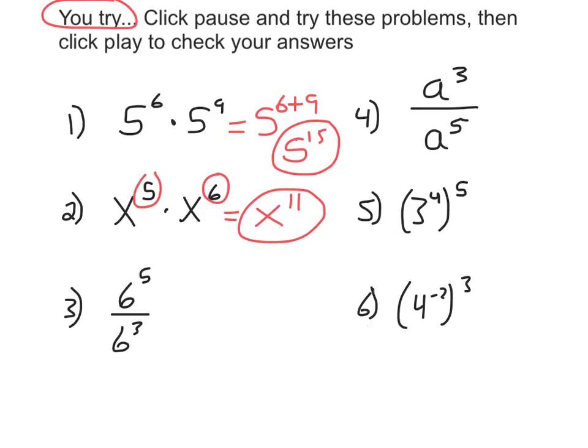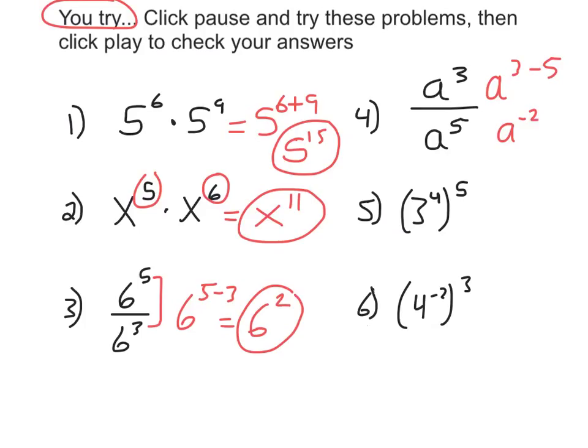Remember, check your answers. Number 3, when I'm dividing powers, I subtract the exponents. So this would be 6 to the 5 minus 3rd power, or 6 to the 2nd power. If you wrote 36, you wouldn't be wrong. You simplified it one step further, but 6 squared would have been a good answer. Number 4, I'm dividing powers again, and when I divide powers, I subtract the exponents. So this would be a to the 3 minus 5th power, or a to the negative 2nd power, which could also be written as 1 over a to the 2nd power. If you have either one of these answers, you have a good simplified version.